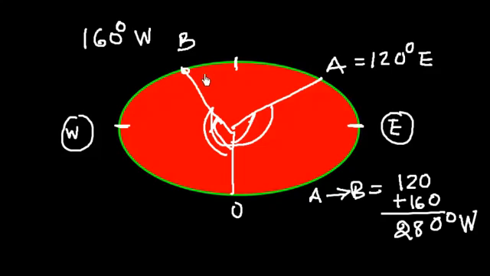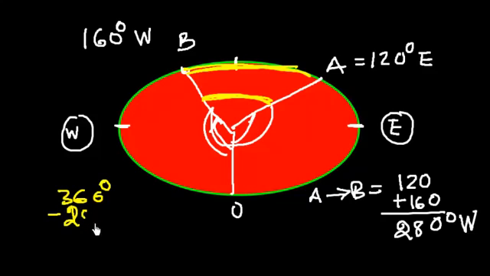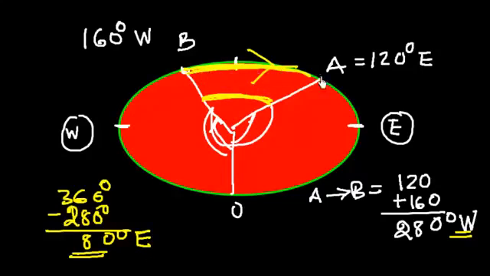Well, as per the definition, we want the shorter arc, and this is the shorter arc. The total is 360°, so this angle will be 360° minus 280°. The value is 80°, and since this was west and I subtracted, the direction will now be east. So the Dlong between A and B will be 80° east.